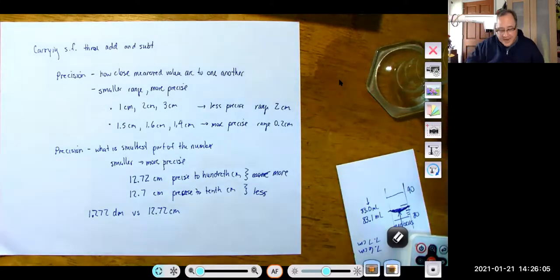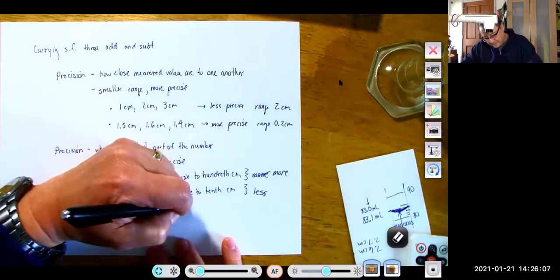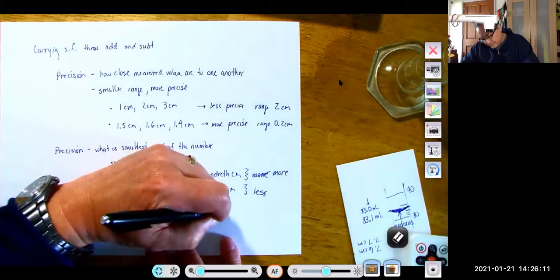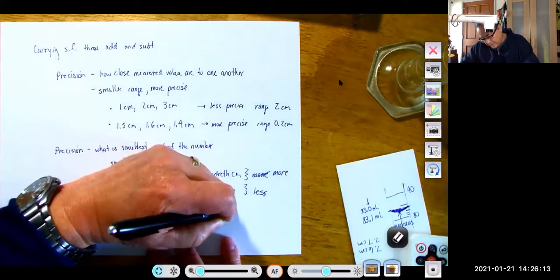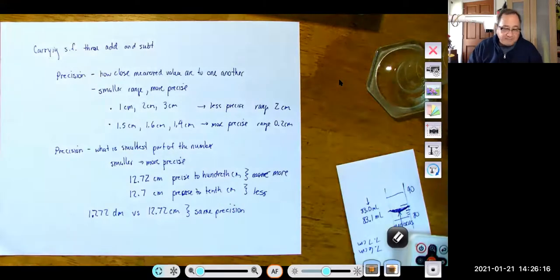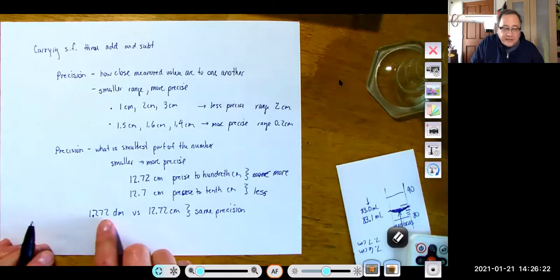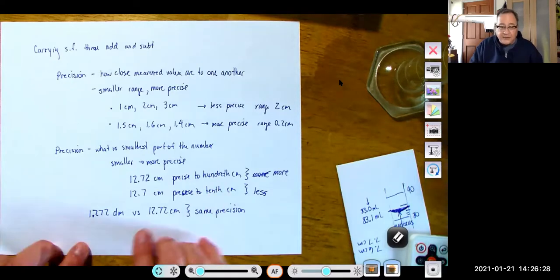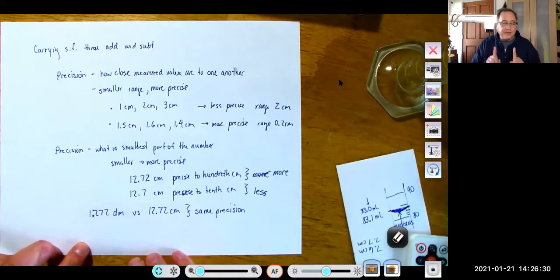Okay, so I'm going to tell you the answer. They're the same. And I purposefully tried to trick you. I tried to make you think that the one on the left is more precise because there are 3 numbers after the decimal, whereas this one only has 2 numbers after the decimal. Here's the trick.